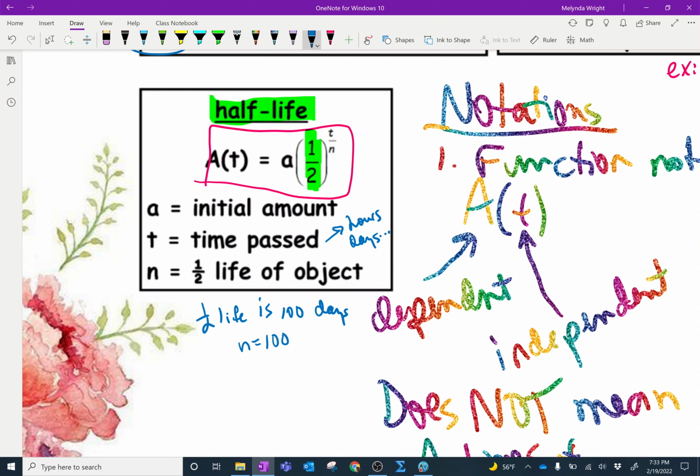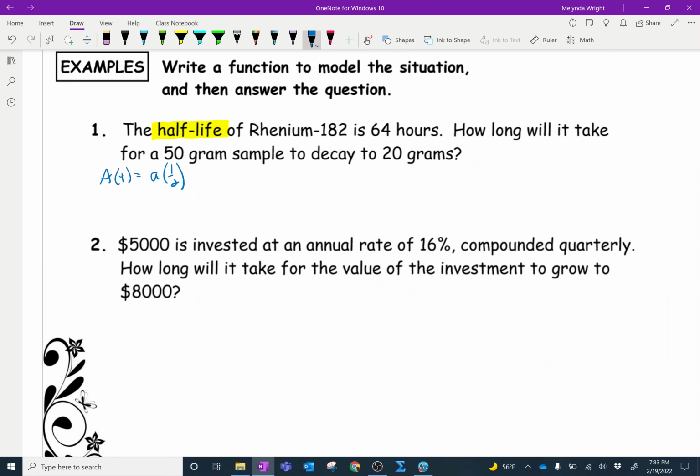Okay, so we have a couple of examples. You'll need your calculator. We're going to use our calculator to solve these. So the first one, here's our keyword, guys. It says half-life. So that means we're going to use that half-life formula. Okay, so let's write it down. The half-life formula is A of T equals little a times 1/2 to the T over N. Okay, there's our little formula.